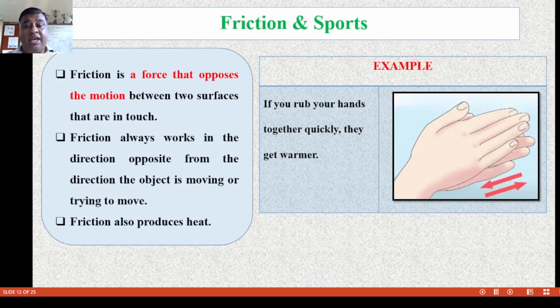Next part is friction in sports. What is friction? Friction is any force that opposes motion between two surfaces that are in touch. Friction also works in the direction opposite to the direction in which the object is moving or trying to move. Friction also produces heat when we use rubbing. I gave an example: if you rub two palms together, after some time they become warm. If you rub your hands together quickly, they get warm after some time.